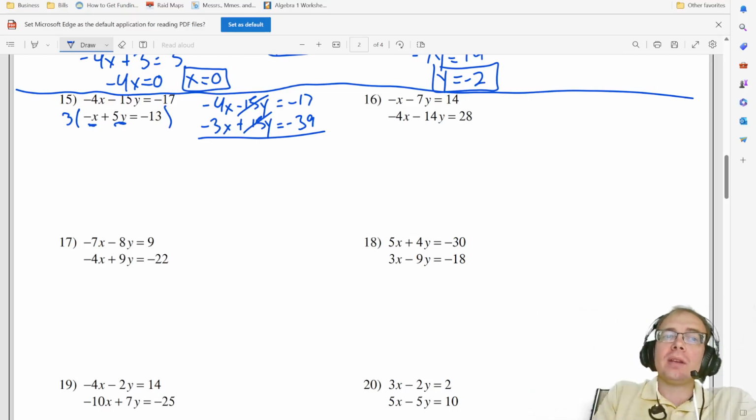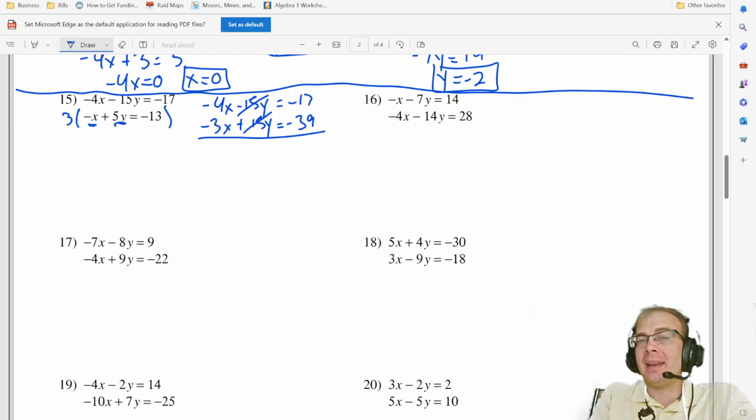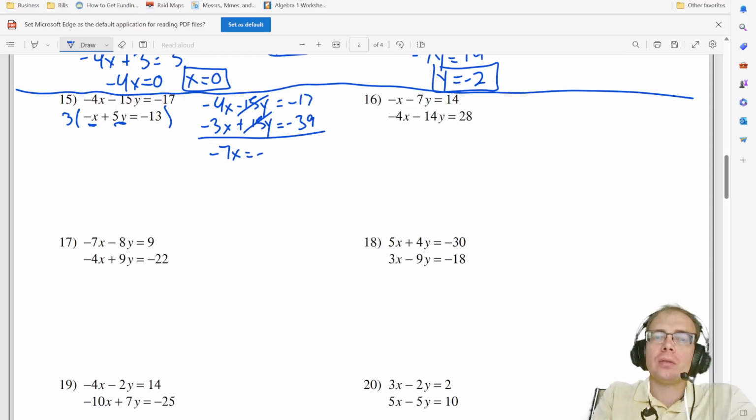But doing it where I cancel the y out first was easier because it's a smaller number, and I don't have to multiply by a negative that way. All right, so choose the lesser of two evils. Choose the one that's less math and easier for you to do. All right. You don't got to prove anything to anybody other than getting the right answer.